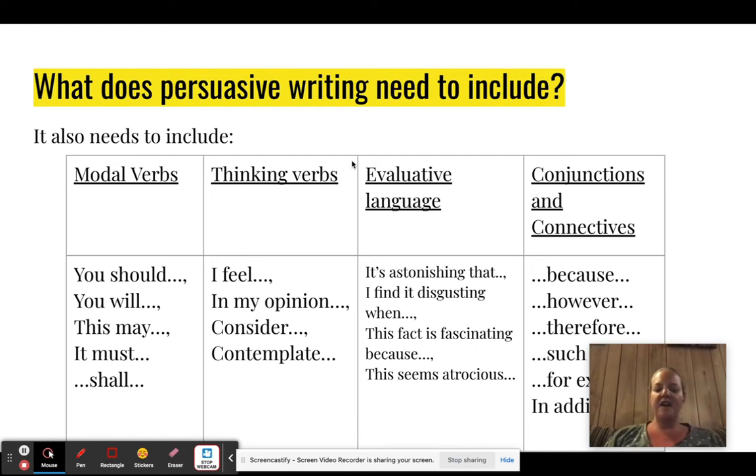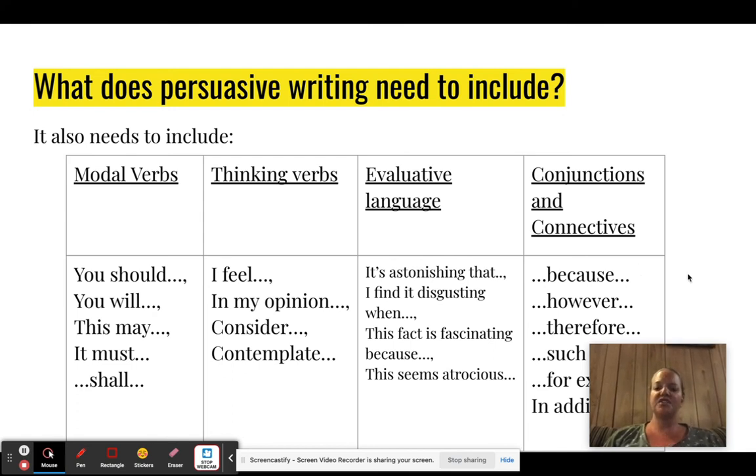Okay, evaluative language or emotive language, something that creates an emotion within the reader. It's astonishing that. I find it disgusting when. This fact is fascinating because. This seems atrocious. Okay, that really gets the reader hooked in and starts to get them thinking about your topic and what you are trying to put across.